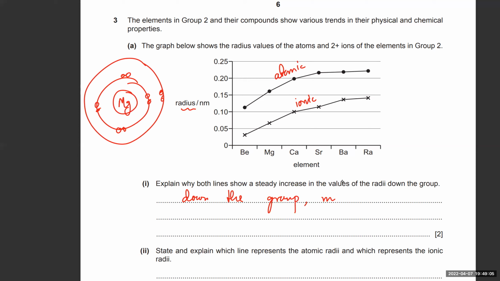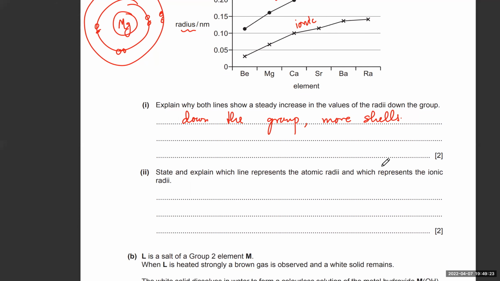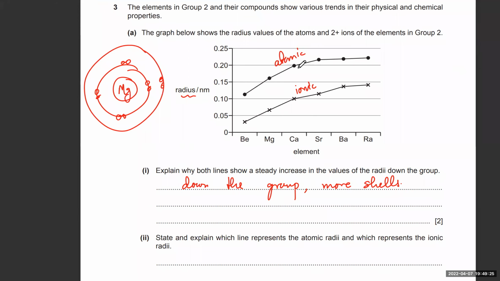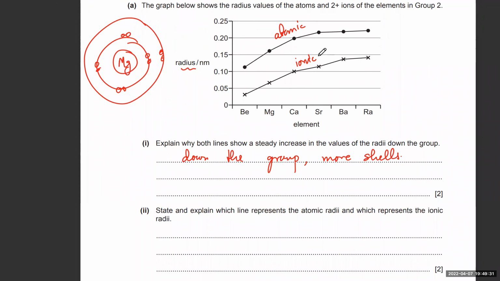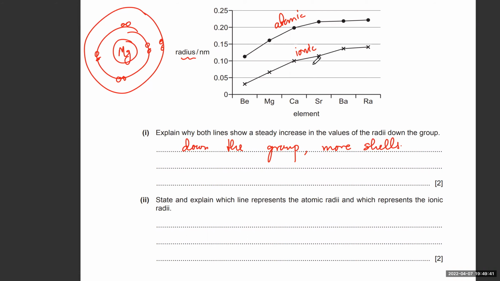So down the group, you have more shells, which is why electrons are going to be further away from the nucleus. Then it asks to state which line represents the atomic radius and which represents the ionic radius. We already did that. And over here, you have to explain as well. The explanation would be that ionic radius is smaller because atoms lose electrons in the outer shell to form the ion, which is why they're going to be smaller.